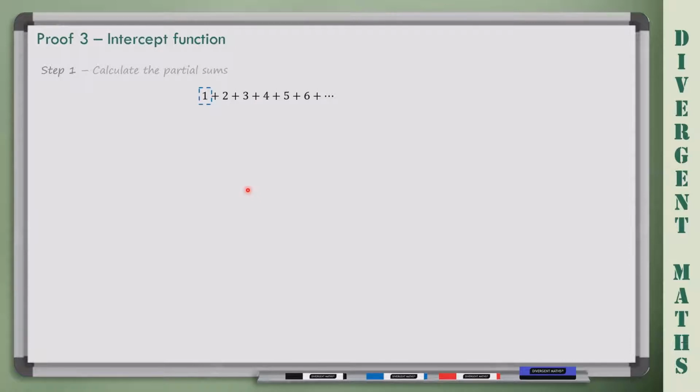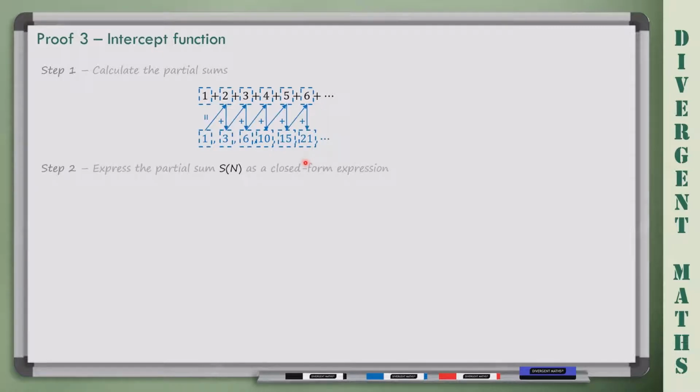Partial sum: the first term of the sequence of partial sums will be equal to the first term of the series, 1 equals 1. Then we sum the second term, which gives us 3. Then we sum the third term, plus 3 equals 6, plus 4 equals 10, plus 5 equals 15, plus 6 equals 21. Okay? Step number 2, we express the partial sum S_N, uppercase N being the index of the sequence of partial sums, where lowercase n is the index of the series.